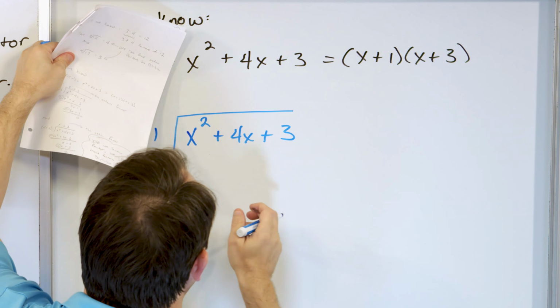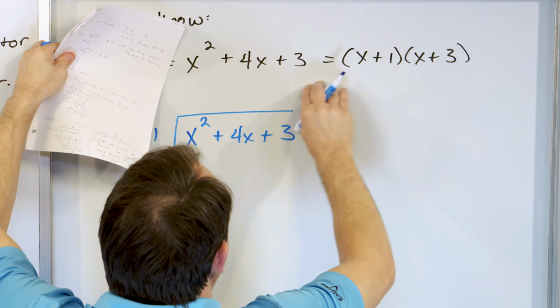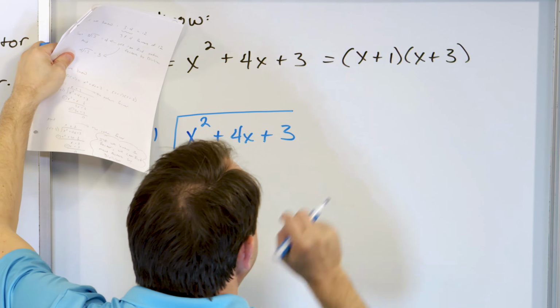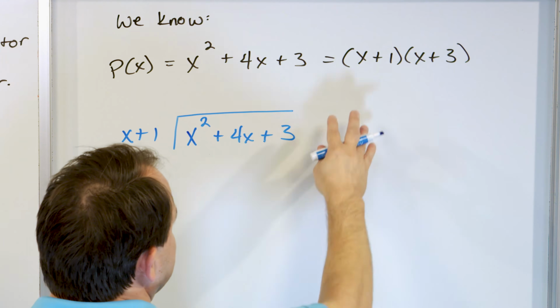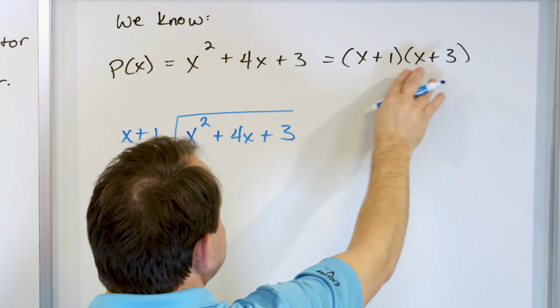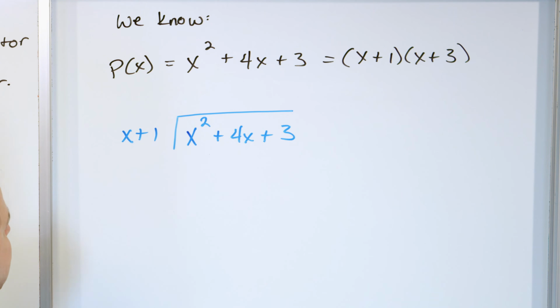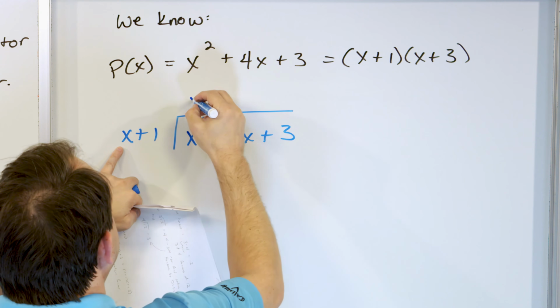Remember, this is an equation. What it's saying is if I divide here, then I should get x plus 3 as an answer, because you can see it's an equation. If I divide it, then this is what should be left. So let's divide it and see what happens. x times x is x squared.